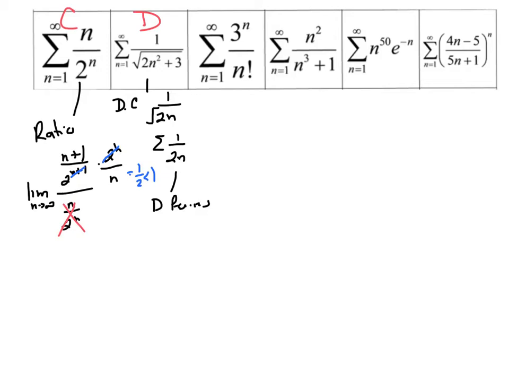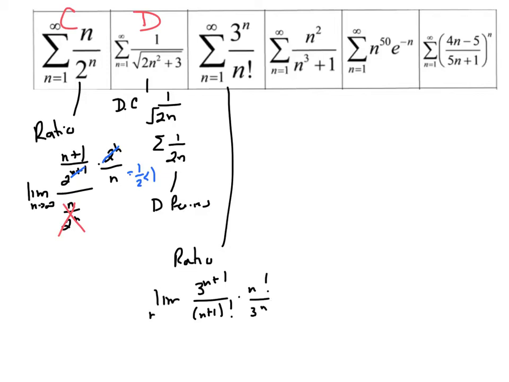Okay. This one, the perfect time to use ratio test, right? It's 3 to the n plus 1 over (n plus 1) factorial. Maybe to save time, I'll just put n factorial over 3 to the n. Limit as n goes to infinity. So this and that, this and that. The limit of 3 over n plus 1 is 0. So this converges.